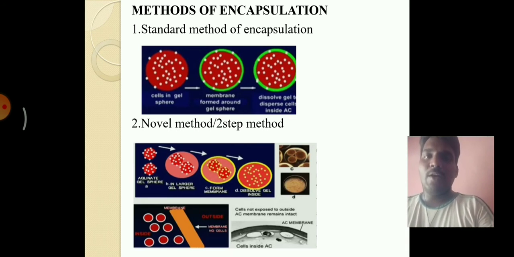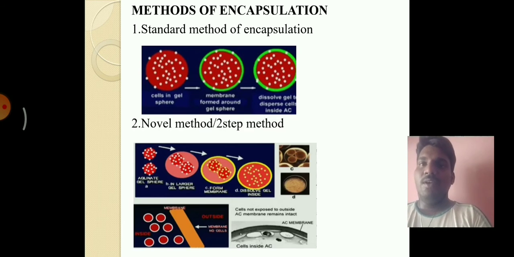The major drawback of using this standard method is immune rejection. Some of the cellular content adheres to the membrane of the artificial cell. It causes immune rejection from our human body. To overcome this immune rejection, the two-step method is generally used.